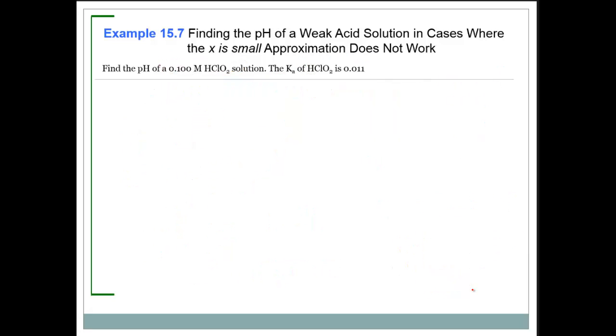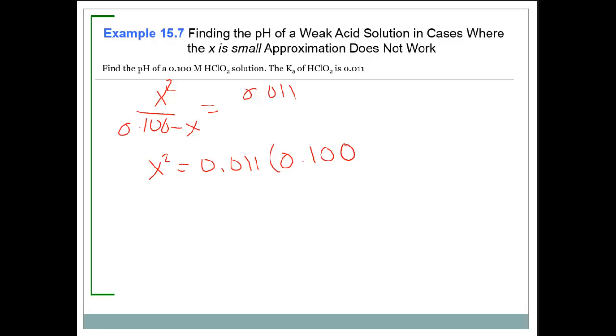We're going to start with the same numbers. I'm not going to redo everything. So, we said that we have x squared over 0.100 minus x is equal to 0.011. That was from the previous slide. First thing we need to do is cross multiply. All right, now we're going to distribute.